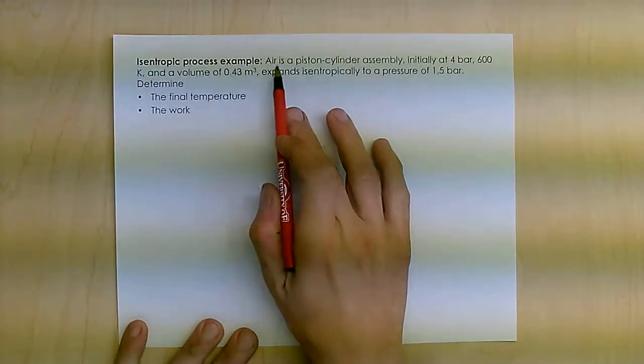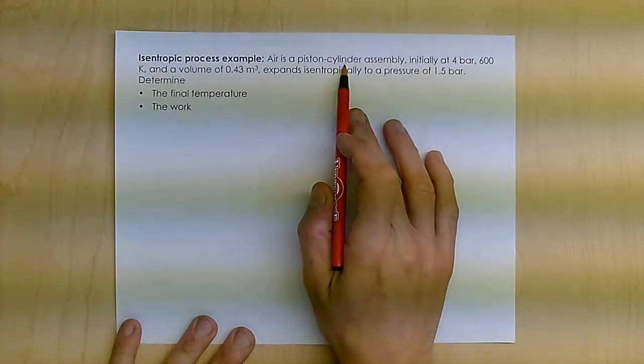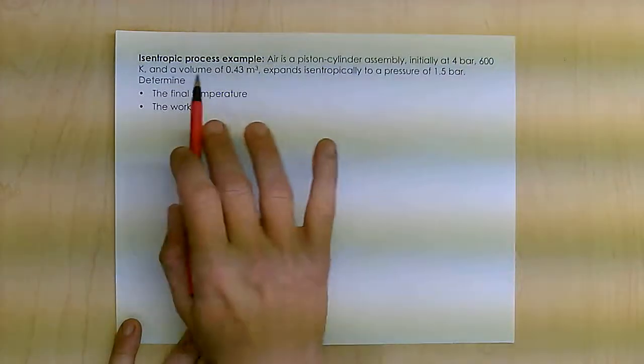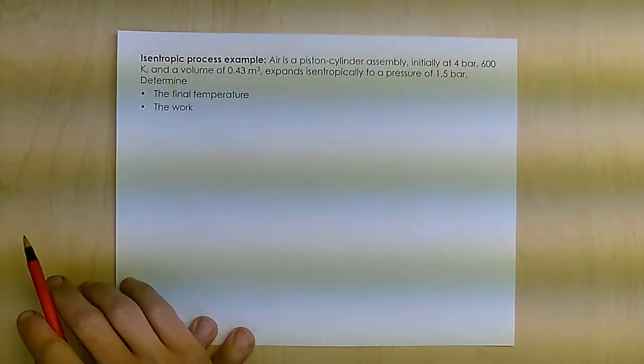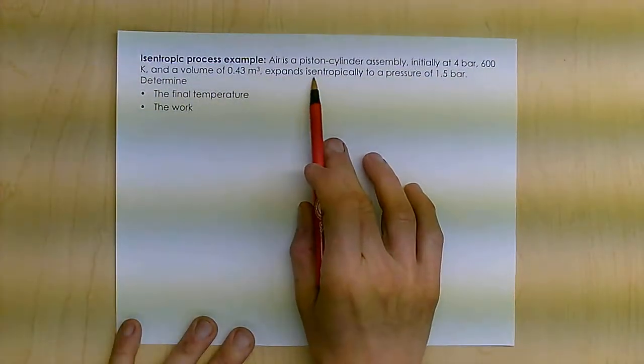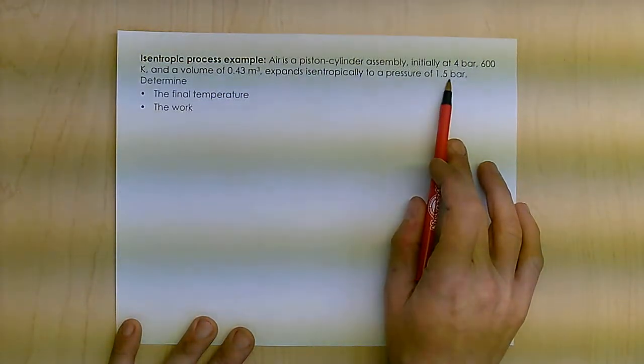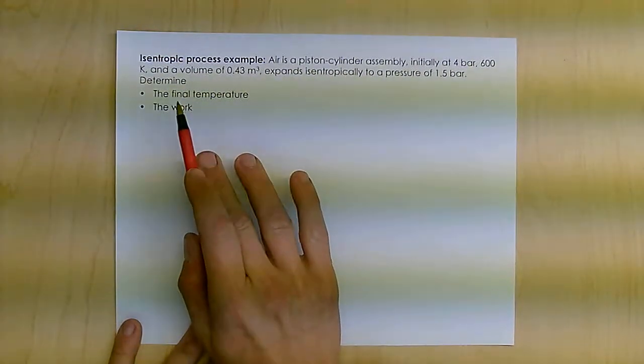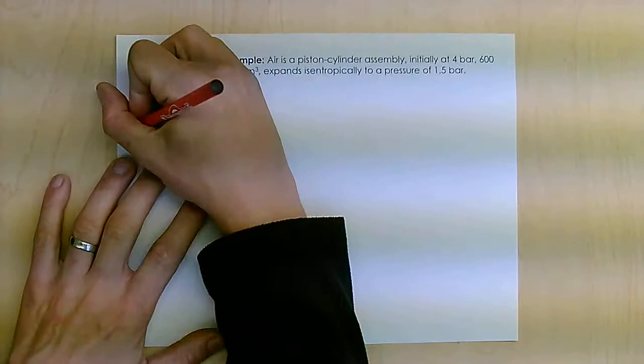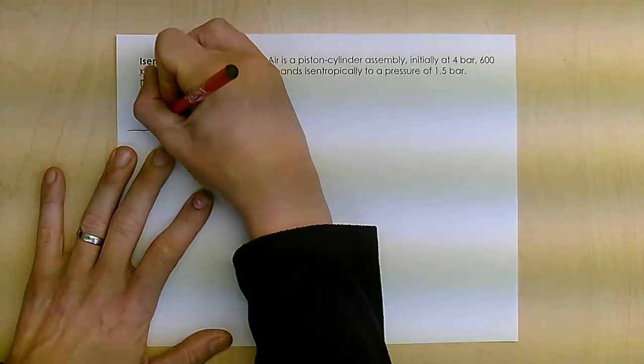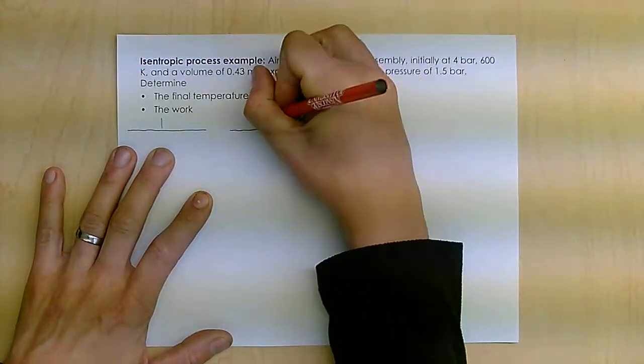Okay, I have air in a piston and cylinder assembly here. It's initially at 4 bar, 600 Kelvin, volume of 0.43. It expands isentropically to a pressure of 1.5 bar. So I want to find the final temperature and the work. So I'm going to figure out my states here. So I'll start with 1 and 2.